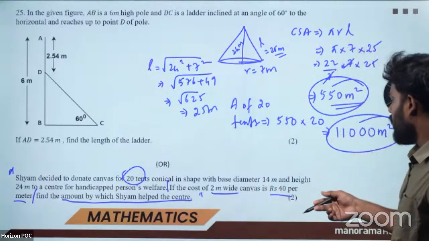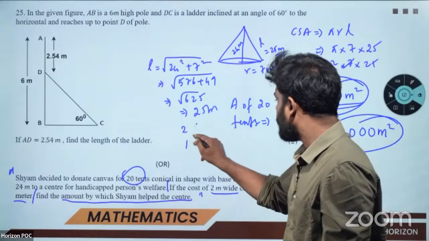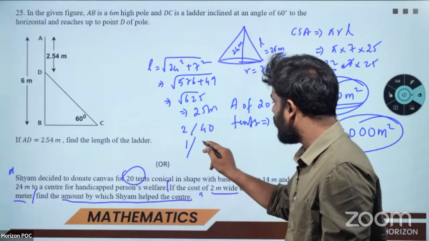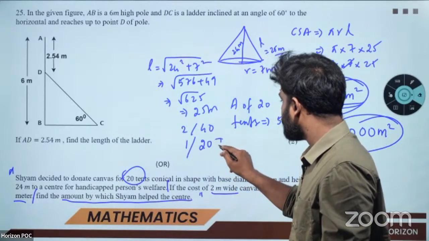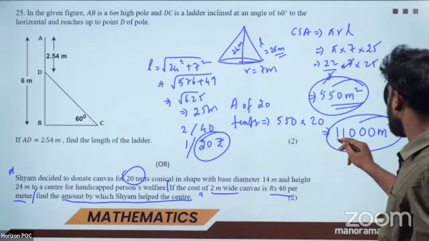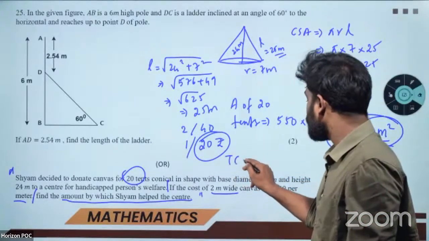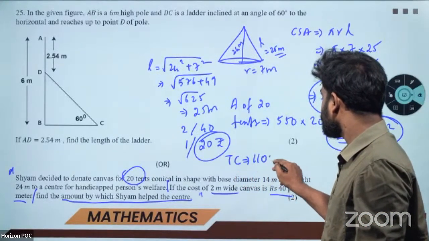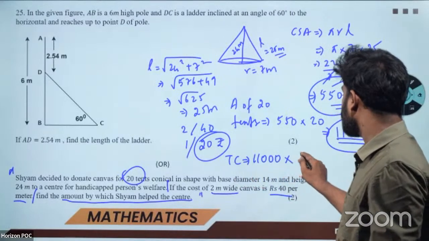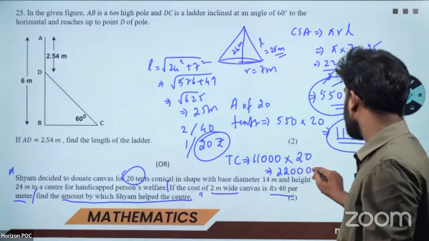You have 2 meter wide canvas at rupees 40. So for 2 meter, if it is 40, for 1 meter it will be half of it, that is 20 rupees. So for 1 meter square, the cost will be 20 rupees. Now I have a total area of 11,000 meters square. So the total cost will be 11,000 multiplied by 20, and I'll get 22, then 000, one more zero.